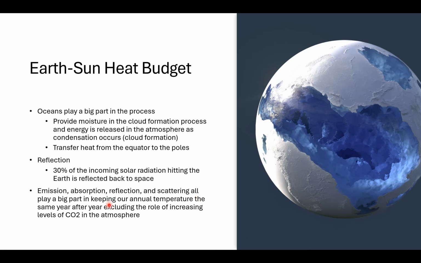All of these play a big part in keeping our annual temperature the same year after year, as long as we don't include the role of increasing levels of CO2 in the atmosphere. So excluding those increasing CO2 levels, these are the natural built-in mechanisms the atmosphere uses to keep the temperature in check for the Earth. So again, I greatly appreciate your attention to this training video.